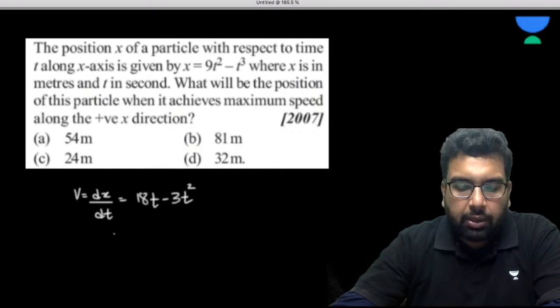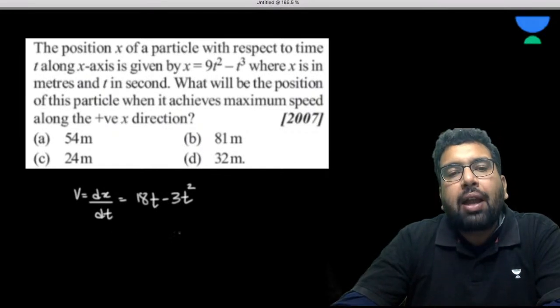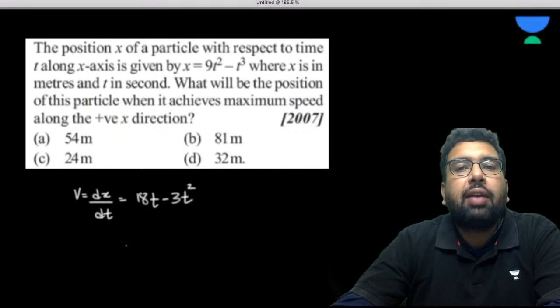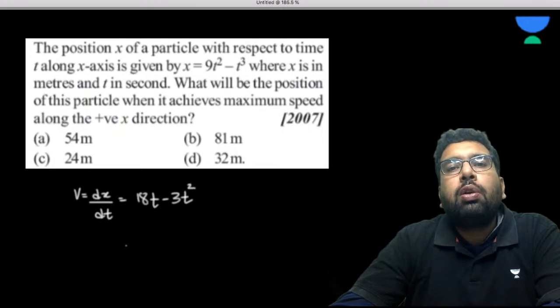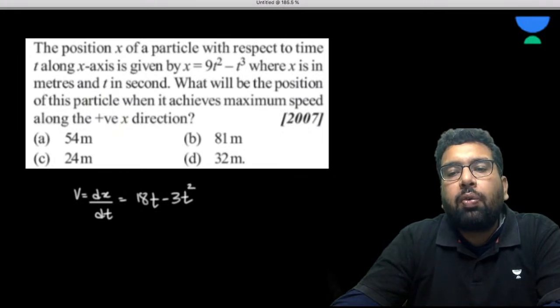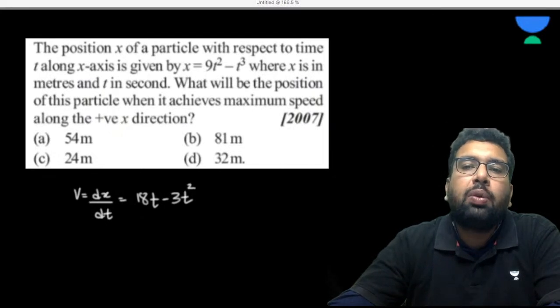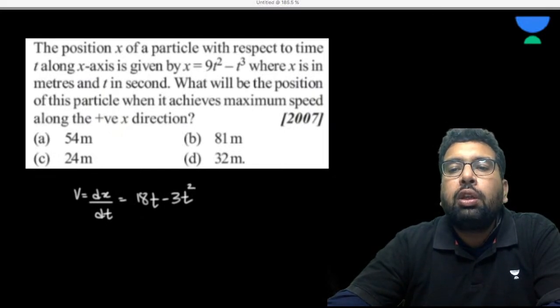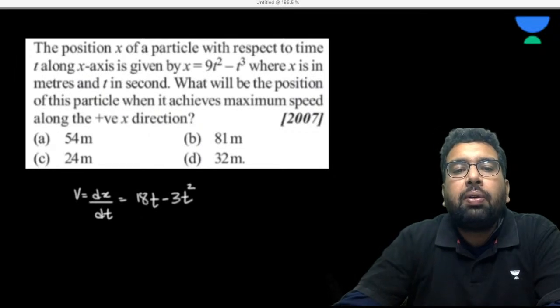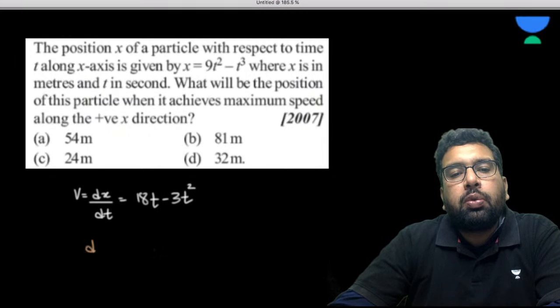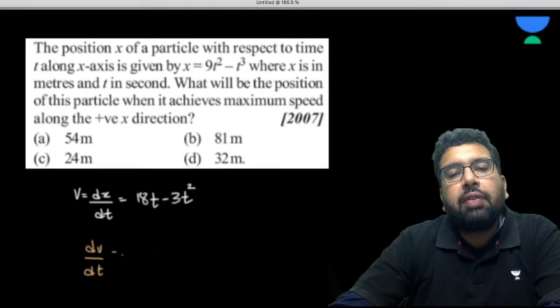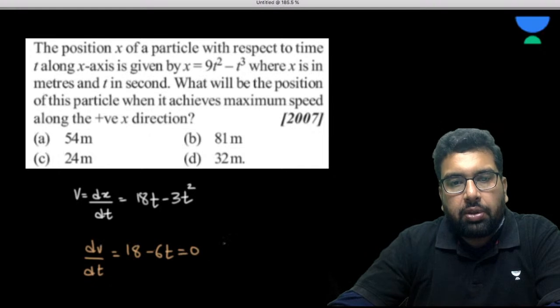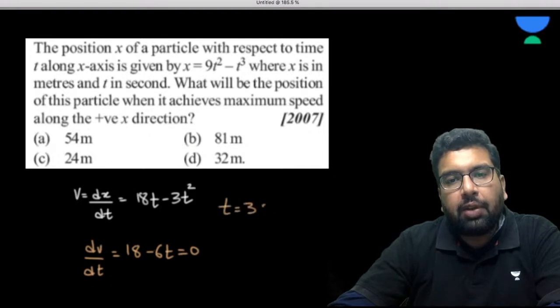Now it says what will be the position of this particle when it achieves maximum speed. For something achieving the maximum speed, you have to use the concept of differentiation that I have taught to you. When we want to find the maximum or minimum of any particular parameter, how do we do that? We need to differentiate that parameter and put it equal to 0. So we differentiate dv by dt. It will become 18 minus 6t, and this is equal to 0. So from here we can write t is equal to 3 seconds.